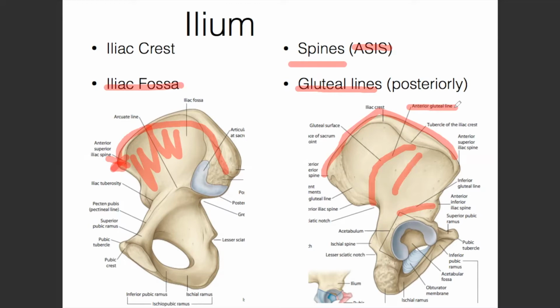So again, quickly going through the ilium, we've got the iliac crest, which is this. We've got the iliac fossa, which is this depression here. We've got the spines, but most importantly the anterior superior iliac spine, which is here, or here if you're going posteriorly. We've got the gluteal lines, which are posterior, and the most important one of them is the anterior gluteal line. It's found here, and they're areas of attachment for gluteal muscles. Okay, so these areas are very important to recognize.